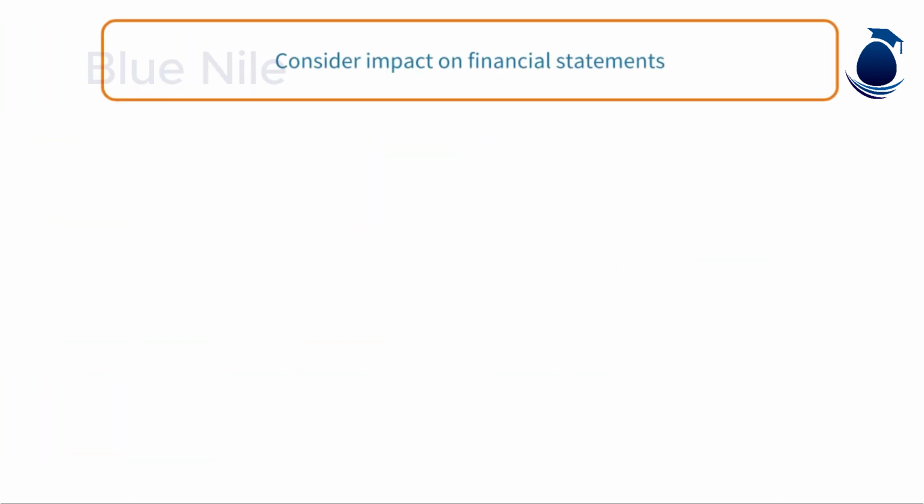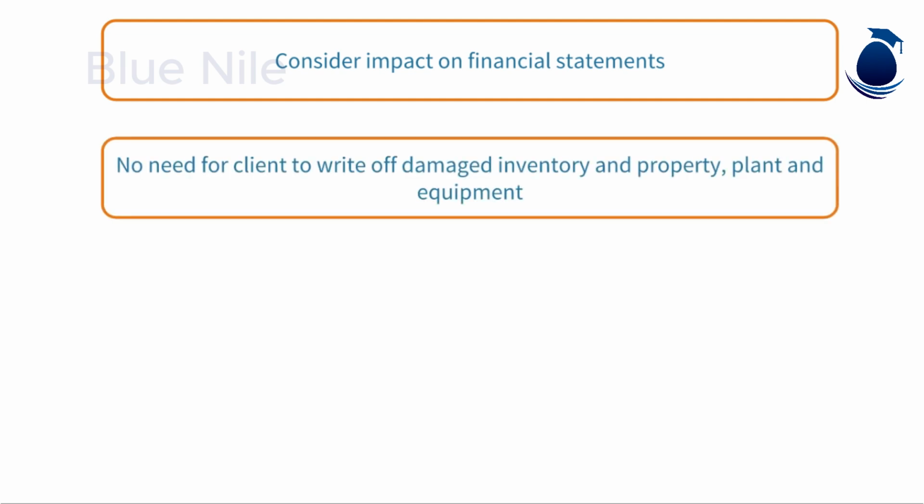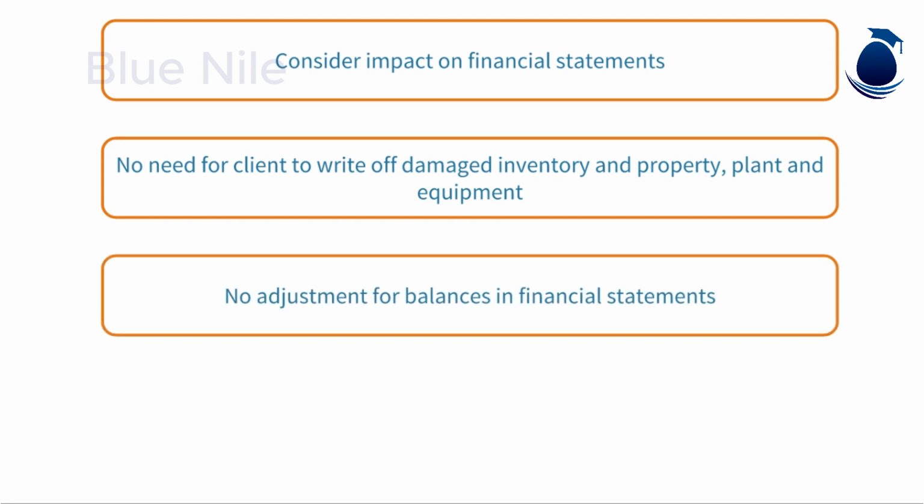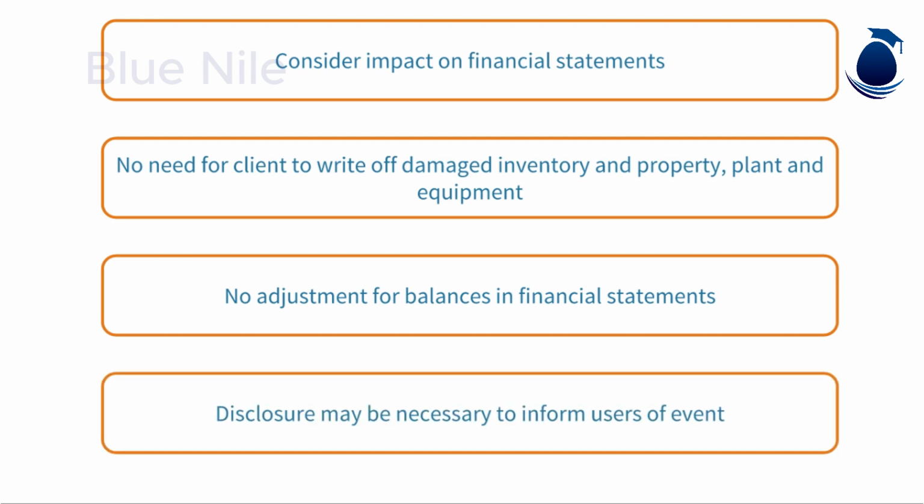The auditor also needs to consider the impact this has on the financial statements. If it is a non-adjusting event, then there is no need for the client to write off the damaged inventory and property, plant and equipment. No adjustment is needed for the balances in the financial statements, but some disclosure may be necessary informing the users of the event.